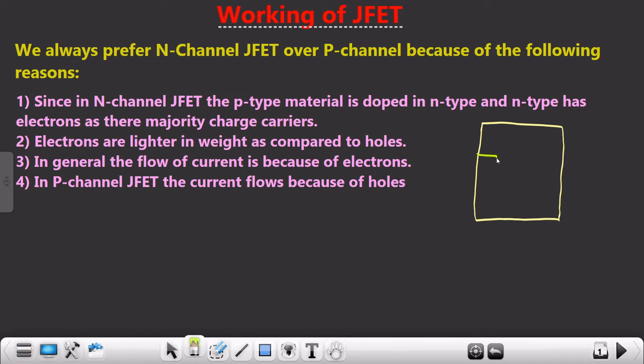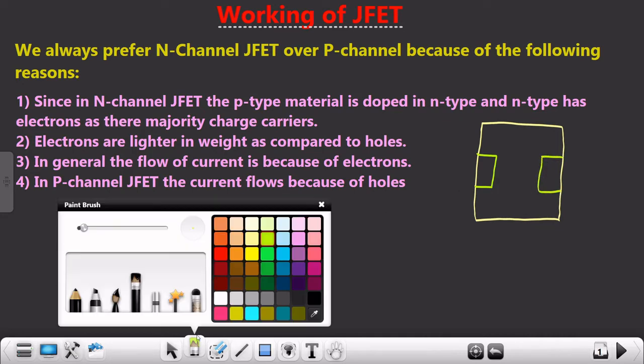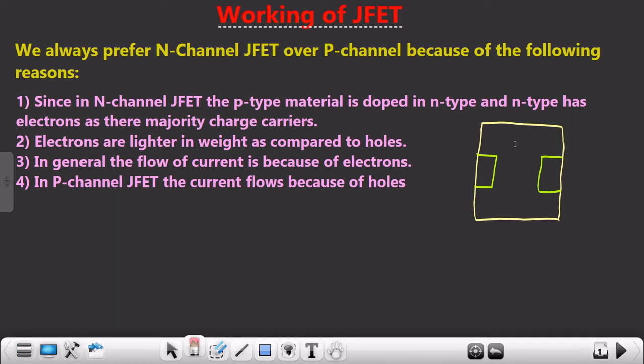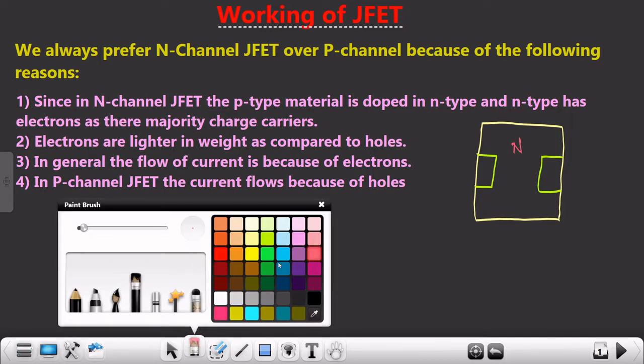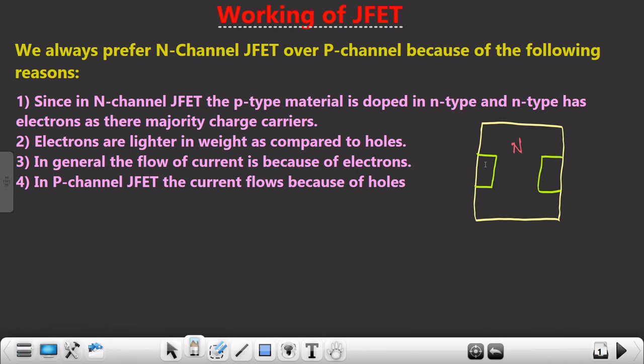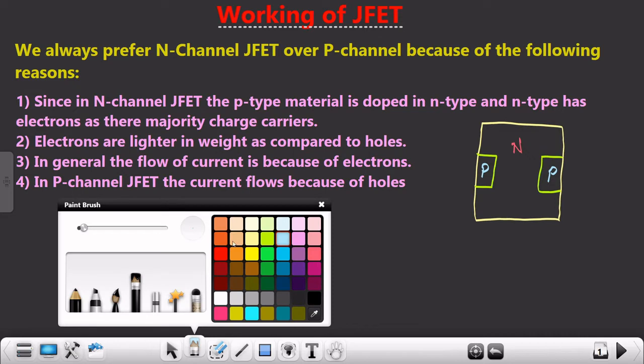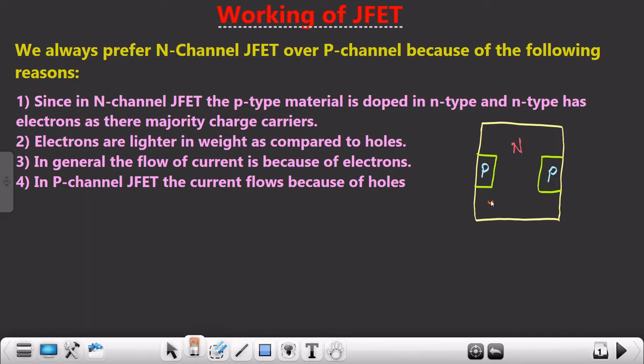This we had seen in the construction of JFET in the previous session, but just for revision purposes I'm taking this point. So this is the N type region and this is the P type region, the P type material. And we all know in the N type region the majority charge carriers are electrons. So the electrons are present everywhere in the N type material. This is the meaning of the very first line.